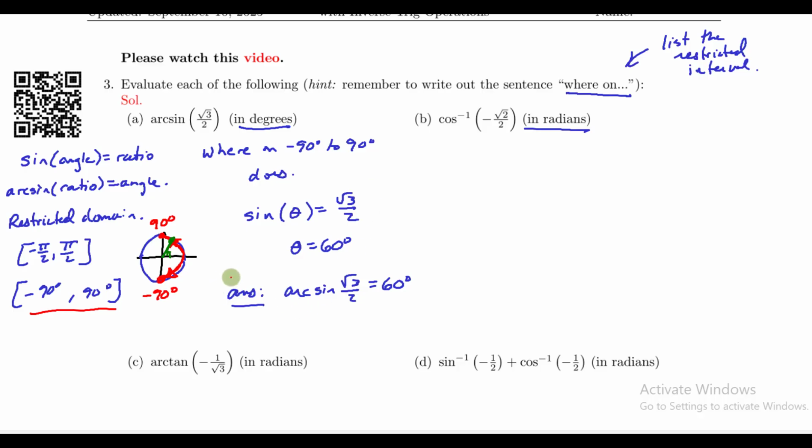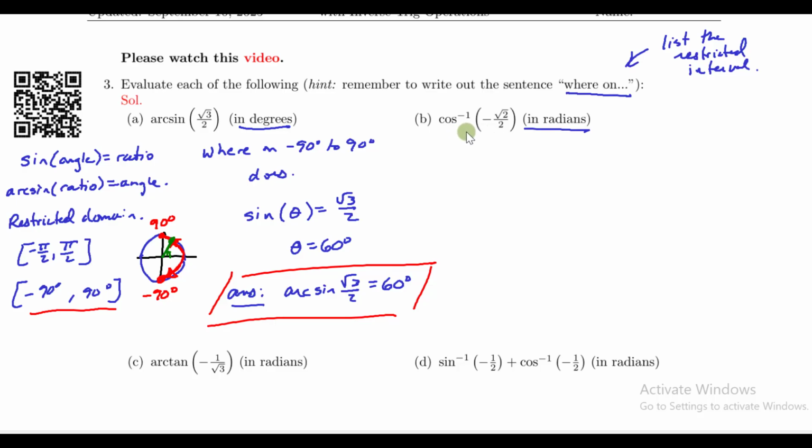And we need to check two things if we're going to verify this is the answer. Not only is it true that the sine of 60 degrees equals the square root of 3 over 2, but it's also true that 60 degrees lies within this restricted interval. Okay. So let's try this question over here for letter B.